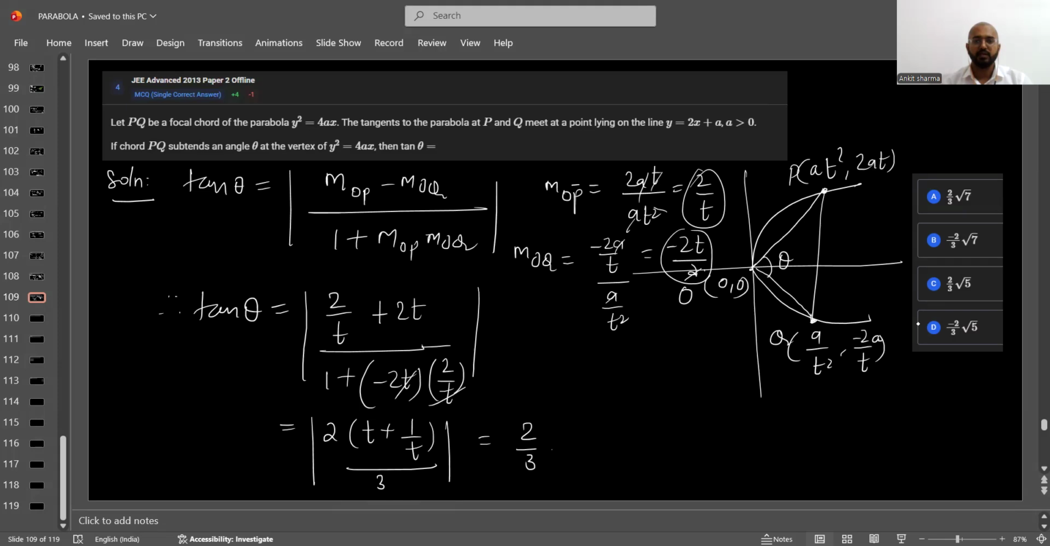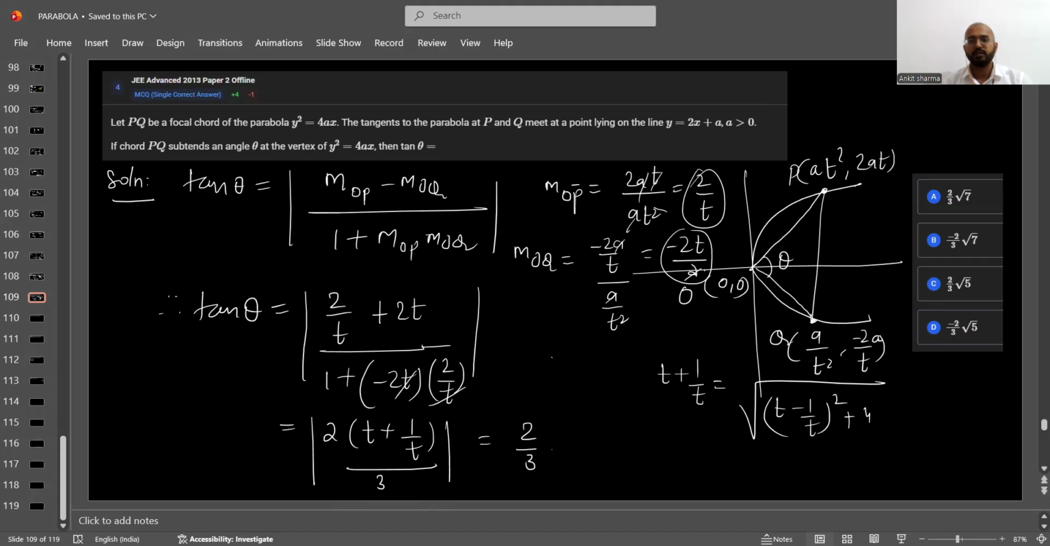2 over 3 would be out. And now we need t plus 1 over t. So t plus 1 over t would be written as what? Because we have t minus 1 over t. So (t minus 1 over t) square minus, no, this is going to be (t plus 1 over t) square. And then if I just simply add 4, I'm going to get the same thing. So I'll add 4 here. So 4 minus 2 will be plus 2.